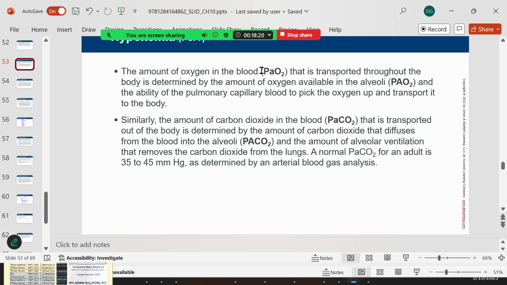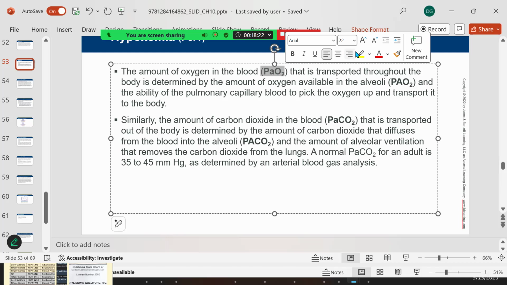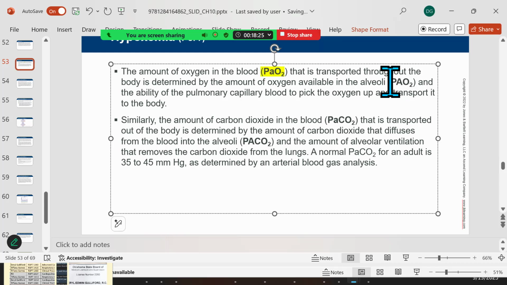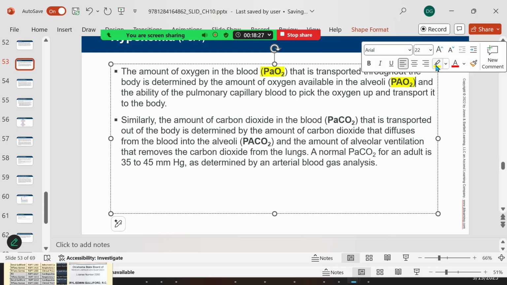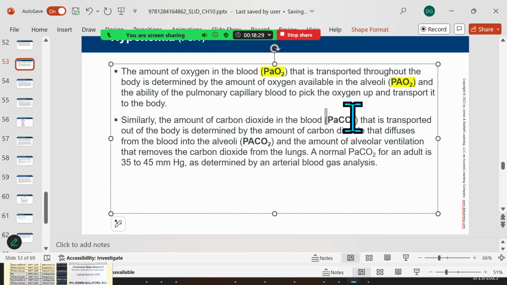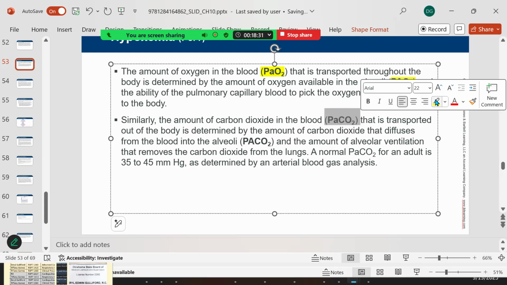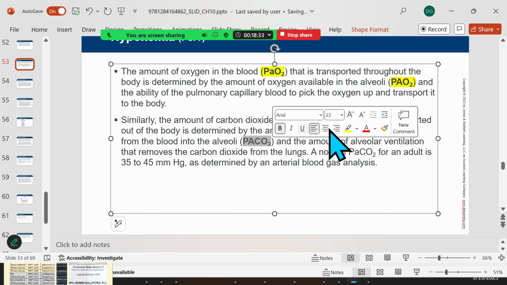Make sure you understand the little a is arterial oxygen. The big A is alveolar oxygen. Little a, CO2, arterial, big A, alveolar.